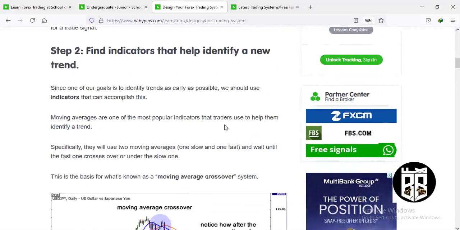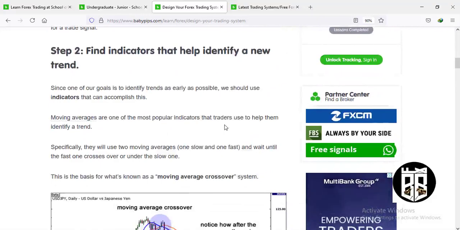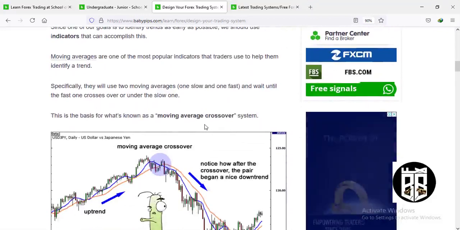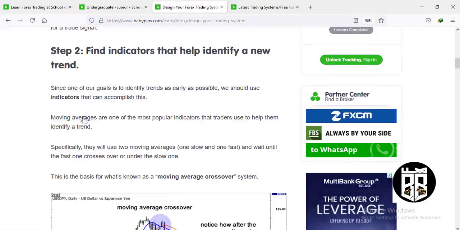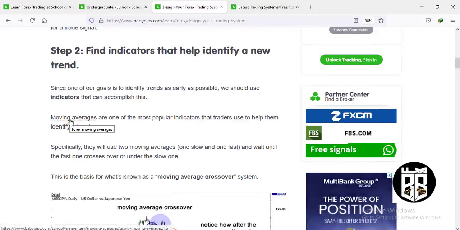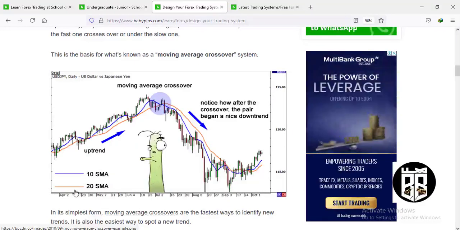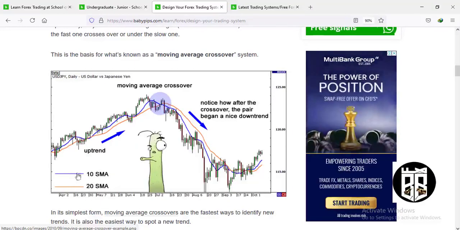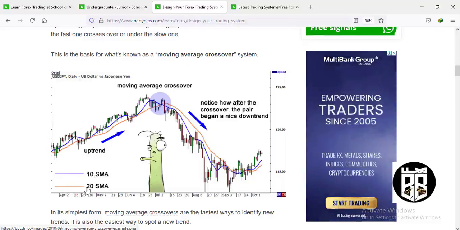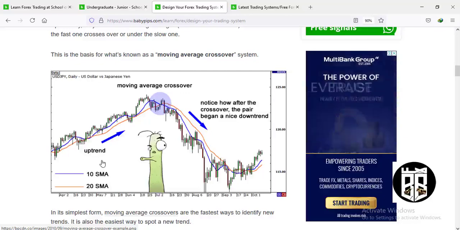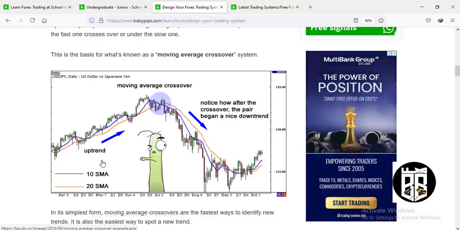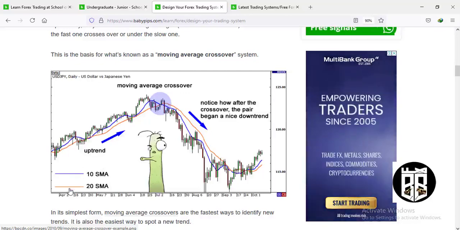Then secondly, find indicators that help identify a new trend. And there are indicators that do that. According to Babypips, the moving average indicators are the best indicators that help us identify when the trend is about to begin. So you use the 10 simple moving average and the 20 simple moving average. The 10 is the blue line, the 20 is the orange or yellow line. Any color you wish is up to you. So how does it work? How do you use it? The 10 is the quicker one, while the 20 is the slow one.